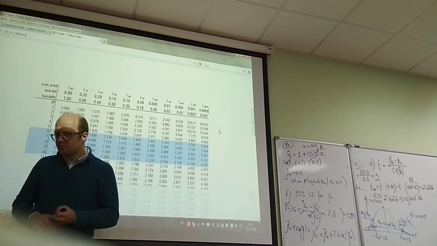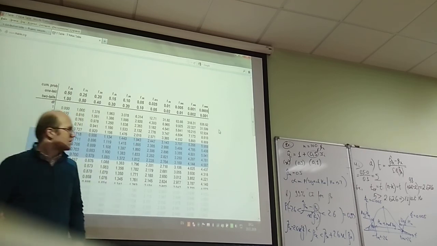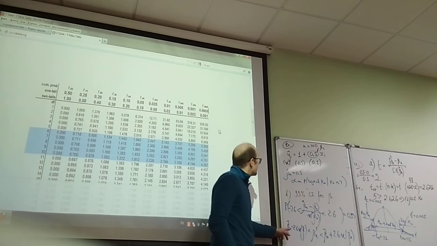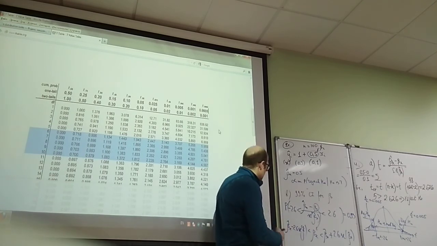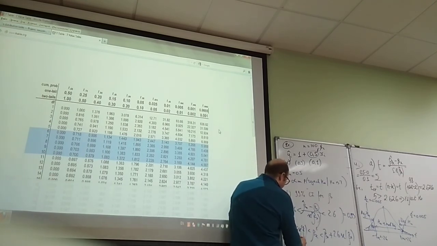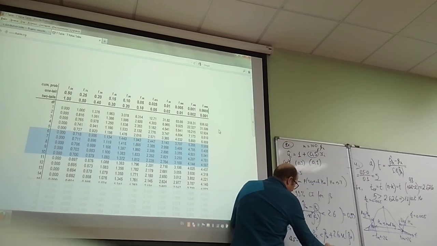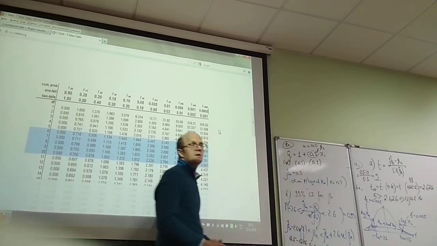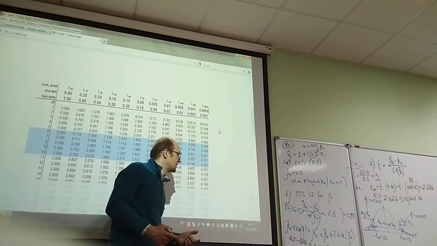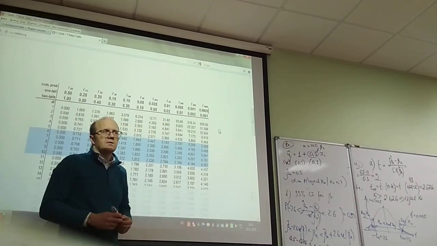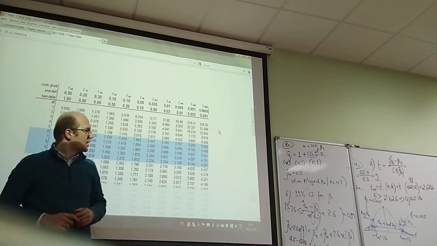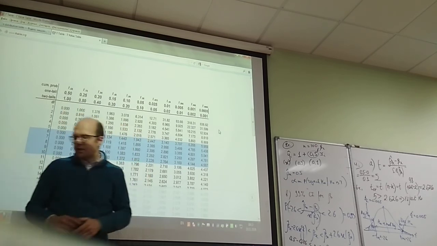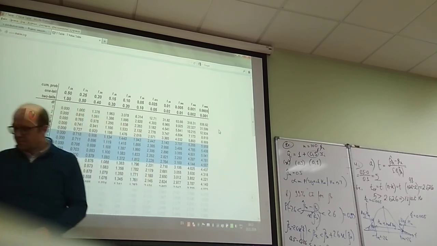Okay, let's do this. It's easy. In my case, it's 0.5 minus 0.26 up to 0.5 plus 0.26, because the standard error of beta is given. I don't need to calculate it. So we have a 99% confidence interval for beta.